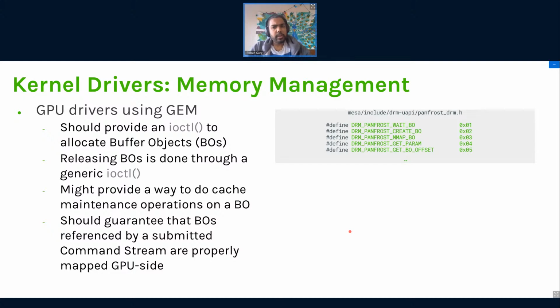They also provide a way to do cache maintenance, and they also guarantee that buffer objects referenced by a GPU job are properly mapped on the GPU side of things. On the right, you'll see a couple of examples of these ioctls. So you can see there's one which creates buffer objects, maps buffer objects, and gets the buffer object offset, or the offset in memory, essentially.